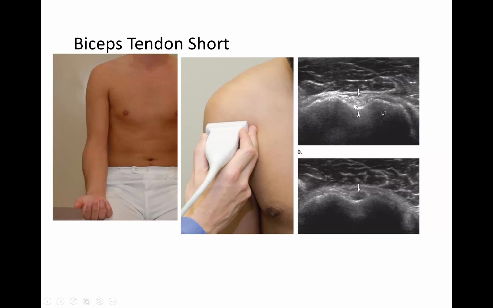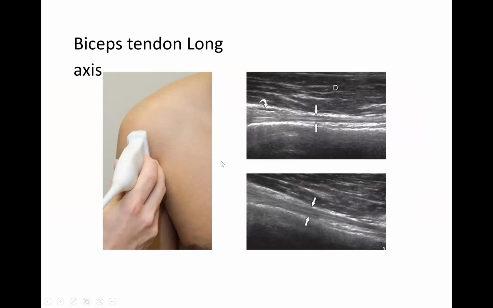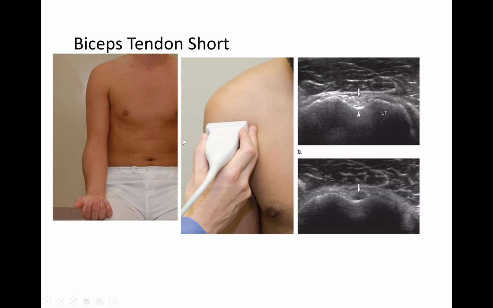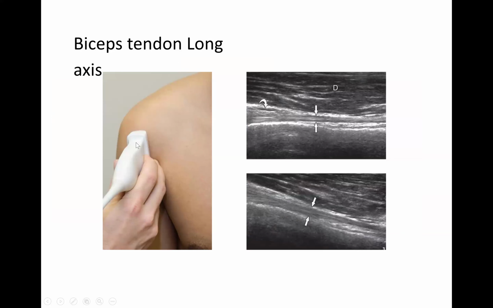This tendon is prone to anisotropy. If we toggle the probe, we can see the black shadowing, because this tendon is prone to anisotropy. After examining the biceps tendon in the short axis, we rotate our probe to the long axis to examine the tendon in the long axis.